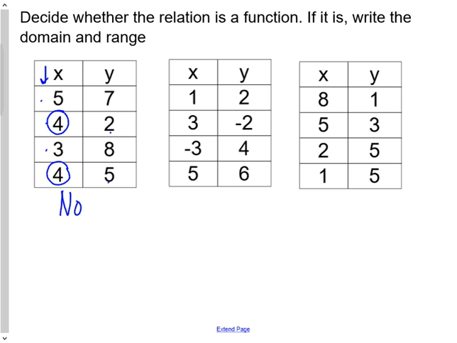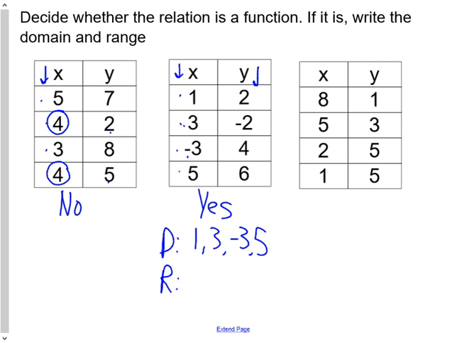Now going through them. 1, 3, negative 3. Are they different? Yes, the negative makes it different. 5. So that one has no alarms. When writing my domain, I do need to rewrite 1, 3, negative 3, and 5. For my range, I'm going down the other side: 2, negative 2, 4, and 6, separated by commas.